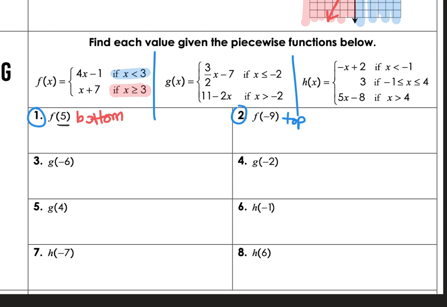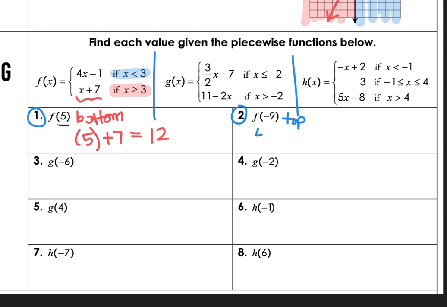All right, so now that I've decided that this is in the bottom function, I'm going to evaluate it in this equation. So I'm going to evaluate 5 plus 7, and that's going to give me 12 as the output value. All right, so if I were to do the same thing for -9, I realized it was in the top function.